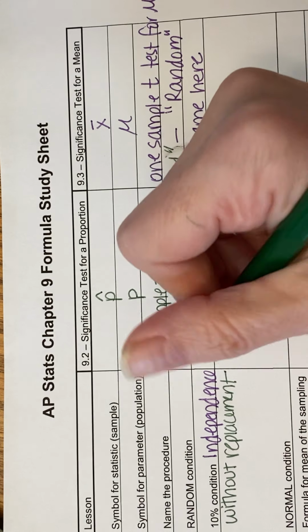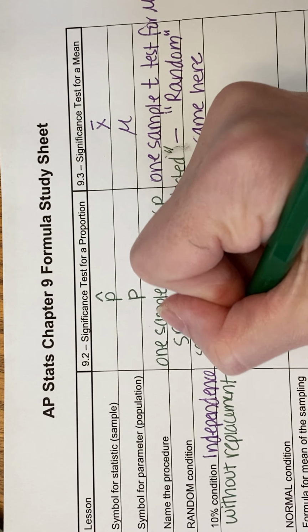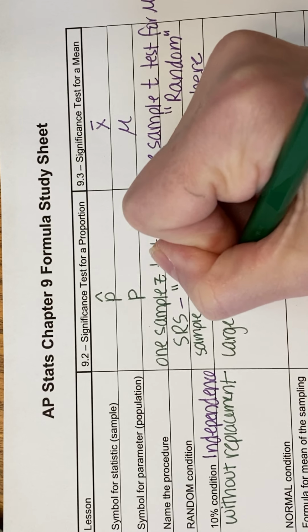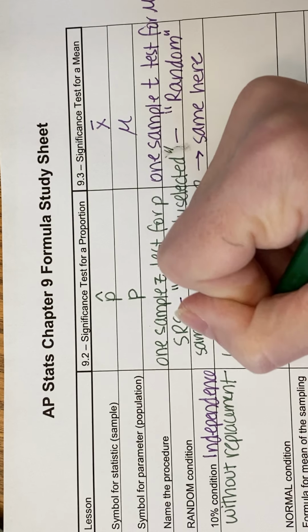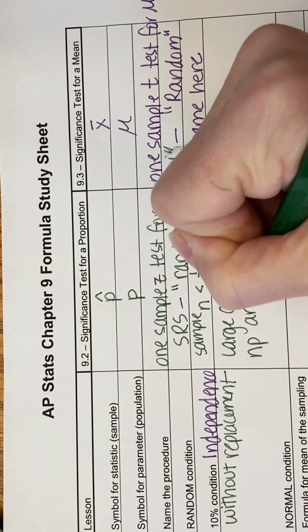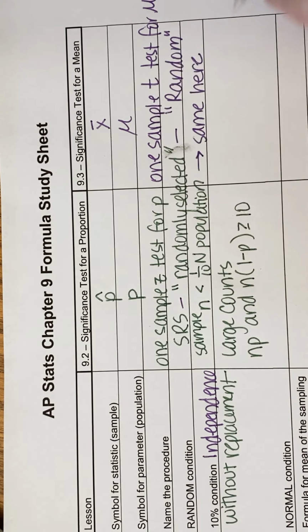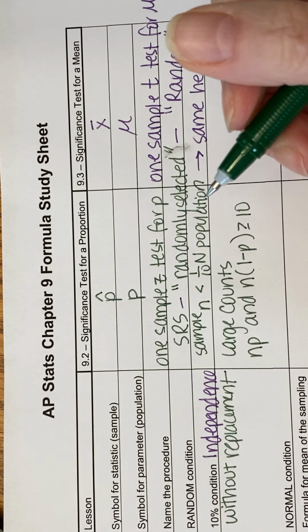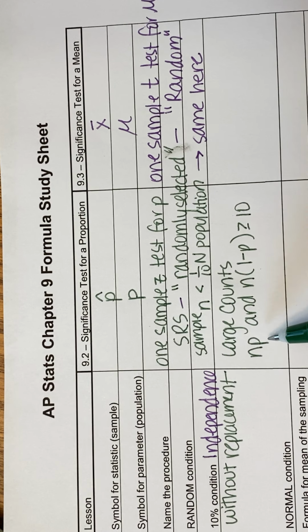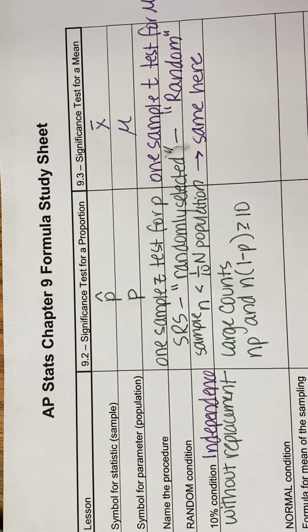All right, the normal condition is different for these two tests. When you're dealing with proportions, to check the normal condition, this is your large counts condition. np and n times 1 minus p have to be greater than or equal to 10. So make sure you are using the null hypothesis p, not the sample proportion. Both of those have to be greater than or equal to 10, and then the sampling distribution has a normal shape.